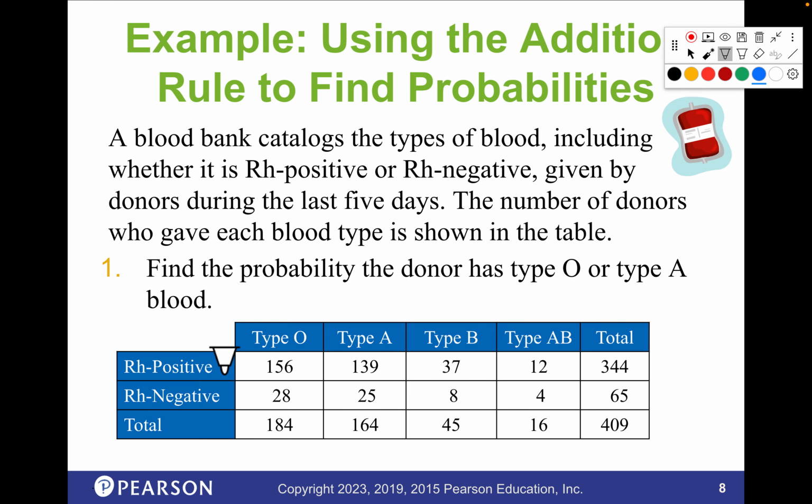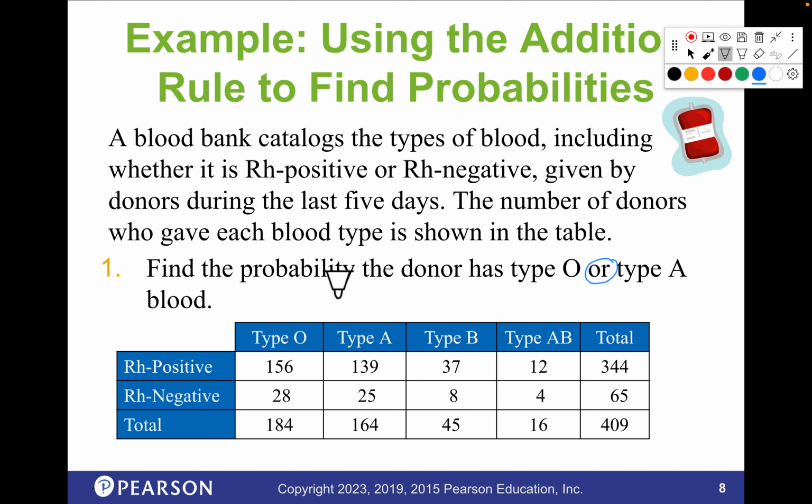A blood bank catalogs the types of blood, including whether it is Rh positive or Rh negative, given by donors during the last 5 days. The number of donors who gave each blood type is shown in the table. And then now we're finding the probability the donor has type O or type A. Okay, so this is a probability setup. This is an event, type O or type A. Is that mutually exclusive? Yeah, because there is no OA blood type. You can't be both O and A at the same time. You're either O or you're A.